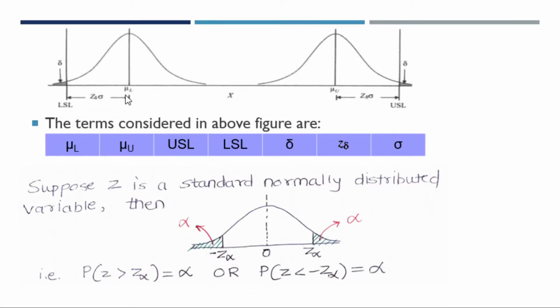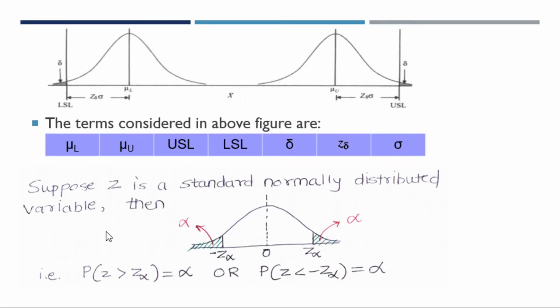Mu l denotes the lowest allowable mean such that the proportion of non-conforming items below the LSL is delta. In a similar manner, mu u denotes the maximum allowable mean such that the proportion of non-conforming items above the USL is delta. Sigma denotes the process standard deviation and Z delta denotes a standard normal value which corresponds to a tail area of delta.